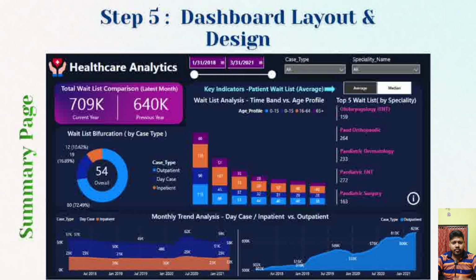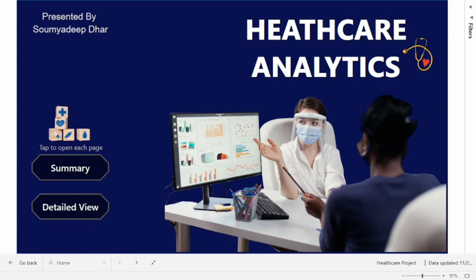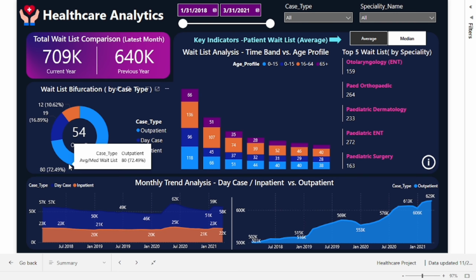Let's go to the dashboard section and understand the main healthcare analytics dashboard. First, waitlist comparison. Right at the top, we get the big picture. This month, the waitlist stands at 709,000 patients compared to 640,000 last year. So overall we are seeing an increase, which immediately tells us that there is rising demand or slower clearance.